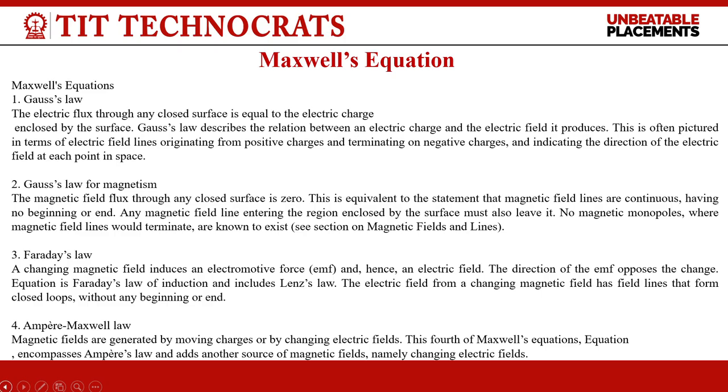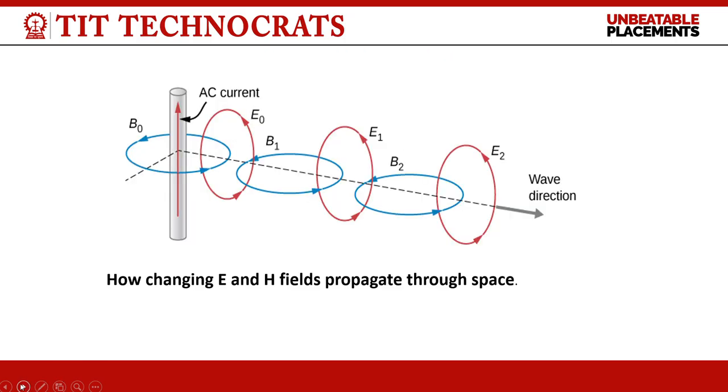Now the fourth one is Ampere circuital law. Magnetic fields are generated by moving charges or by changing electric field. This is the fourth equation of Maxwell equations, which encompasses Ampere's law and adds another source of magnetic field, namely changing electric field. Diagrammatically, we understand how changing E and H fields propagate through space.